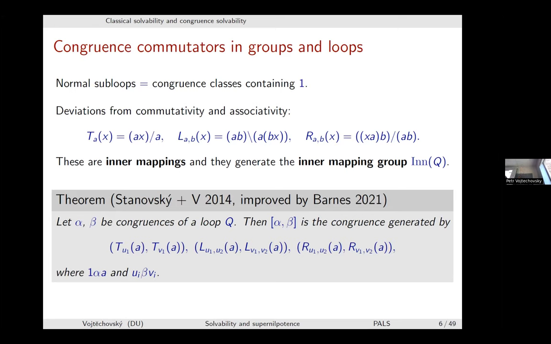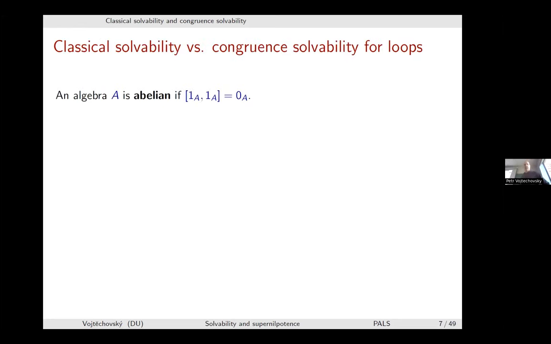It's maybe a little bit hard to see, but what is happening here is that the subscripts that denote the terms are beta related, and the argument is alpha related to one, to the identity element. So it's in the equivalence class of alpha containing one. And so if you close this generating set as a congruence, you obtain exactly the commutator of alpha and beta. So it's a relatively simple description of the commutator. Of course, it's much more complicated than in groups, but still not too bad. There are only a few terms you have to keep track of.